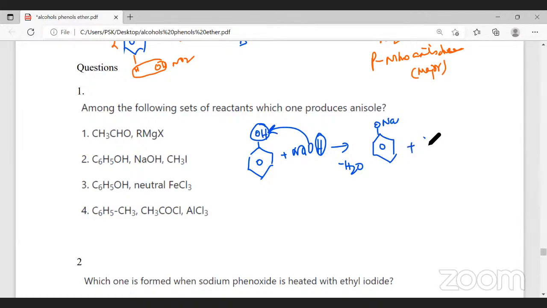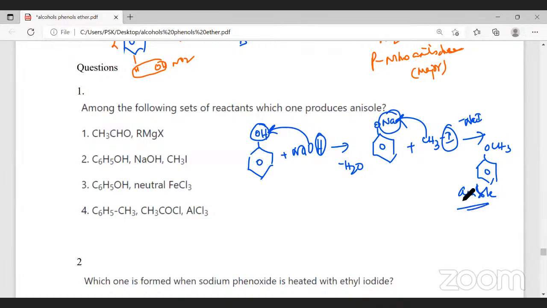This, when you allow it to react with methyl iodide, what happens? Na and I get eliminated as NaI, sodium iodide. In place of sodium, CH3 goes. So you get a benzene ring, O and CH3. This is called anisole. So the reactants required to prepare anisole are phenol, sodium hydroxide, and methyl iodide.